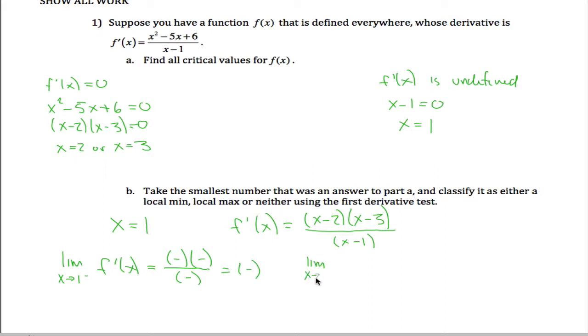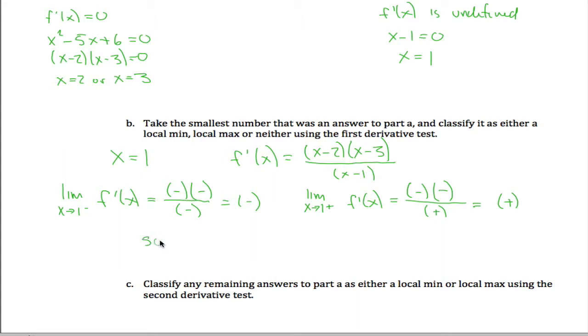The limit as x approaches 1 from the positive side of this derivative will be similar. A little bit more than 1 minus 2 is a negative number. A little bit more than 1 minus 3 is a negative number. A little bit more than 1 minus 1 is a positive number, just barely, but it's positive. So this is positive. So x equals 1. Let's see, the derivative to the left of it is a negative number. The slope is negative, it's going down. The derivative to the right is positive, so it's going up. It switched from going down to going up. So x equals 1 is a local min.